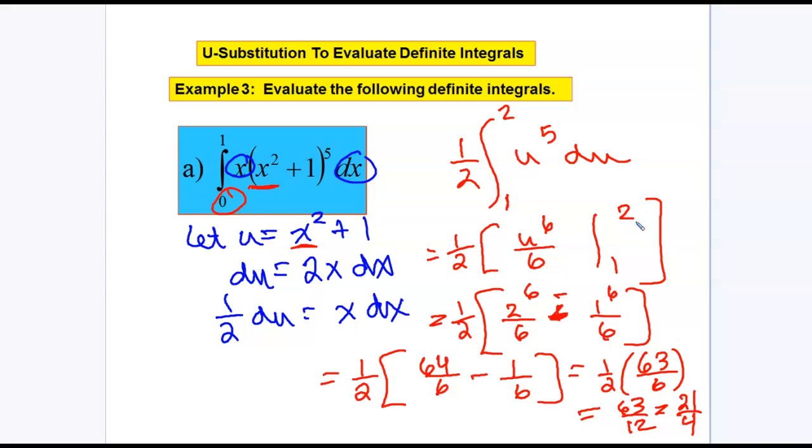Again, to get the new limits, I just plug 0 in for x in my U substitution part, and 1 in for x in my U substitution part.